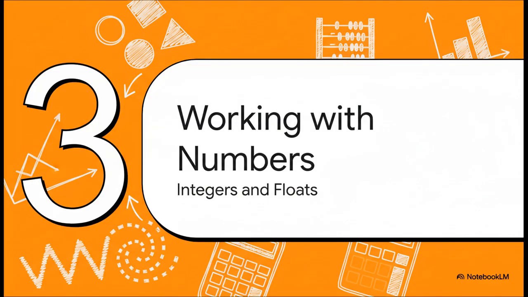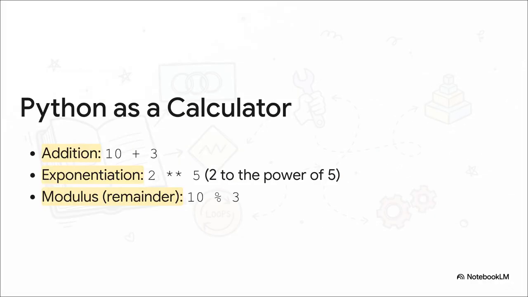Okay, so we've covered how to work with text. Now let's switch gears and look at the other fundamental type of data, numbers. In Python, you've basically got whole numbers, which we call integers, and then you have numbers with decimal points, and those are called floats. And as you'd probably expect, Python is a seriously powerful calculator. You've got all your standard operations like addition and subtraction, of course, but it also has more advanced tools. Using 2 asterisks lets you calculate exponents, so 2 asterisks 5 is 2 to the power of 5, and the percent sign, that's the modulus operator. It just gives you the remainder of a division.